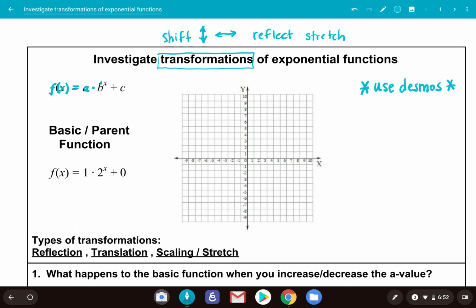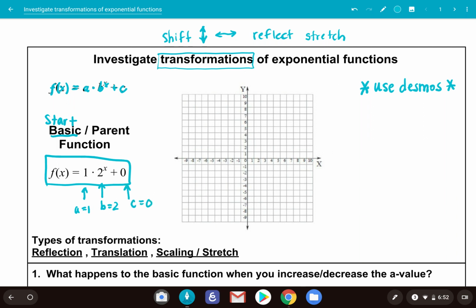We have a times b to the x power plus c. And I'm going to give you a basic function to start with. So basic function is just a starting function. That's your start function. And we're going to use this one right here. So we've got an a value of 1. We've got a b value of 2. And we've got a c value of 0.